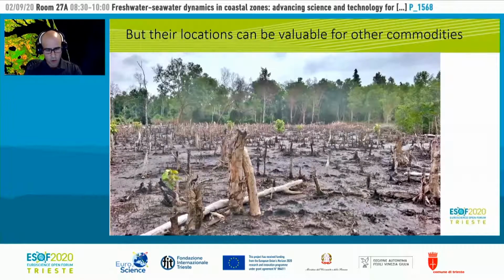But these particular areas where we see coastal wetlands can also be valuable for other commodities. Here you're looking at a picture taken in Tanzania in the Rufiji Delta. Here was a recent, what we say, slash and burn. And this area is now being converted to rice production. So again, these coastal areas are valuable not only in terms of their ecosystem services, but that land is also good for different types of commodities.